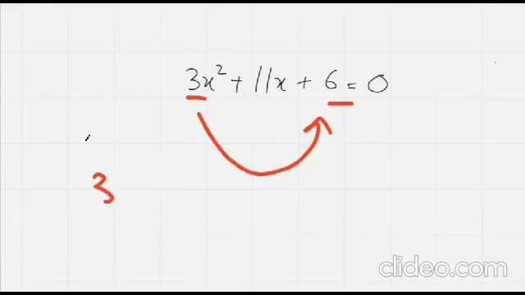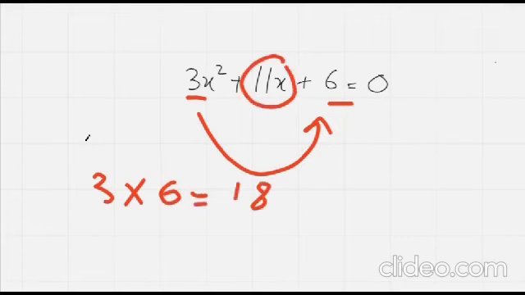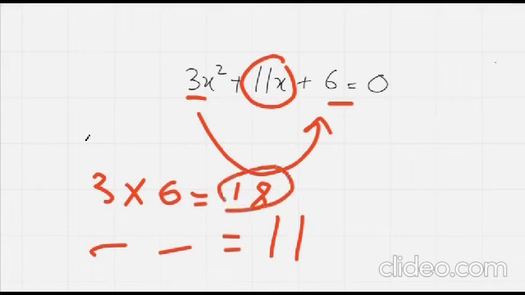When we multiply 3 and 6 together, we end up with 18. And over here we see we have 11. So we need two numbers which we're either going to add or subtract to end up with 11. But these two numbers should be the numbers which, when we multiply them, give us 18, and when we add or subtract them we get 11.